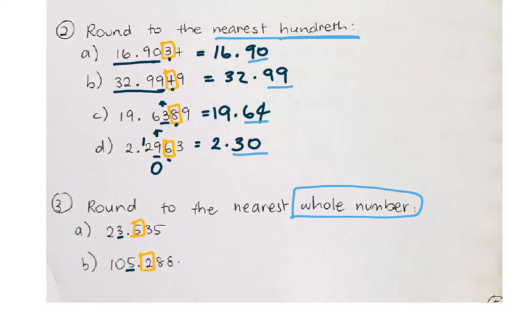So the first question is 23.535. So 5 or more, raise the score. So my answer is 24, and it's a whole number, and that's what our question asks for. The next one there is 105.288. So 2 is 5 or less. I'm just going to let that rest. That's just 105. And again, my answer is a whole number, which is what the question asks me.